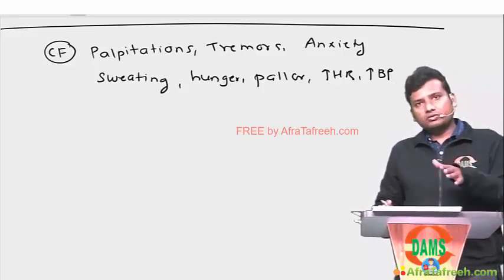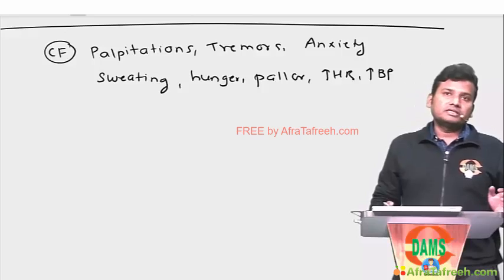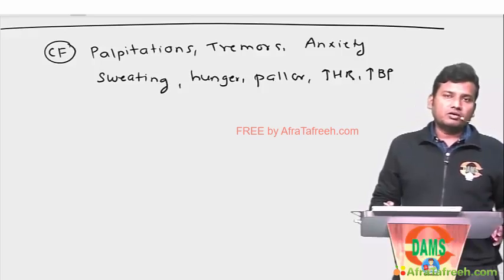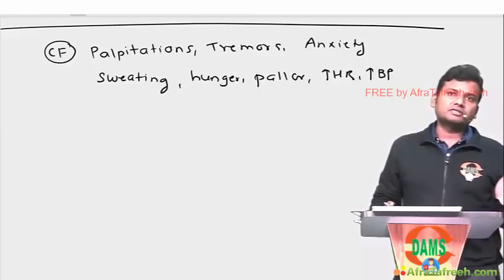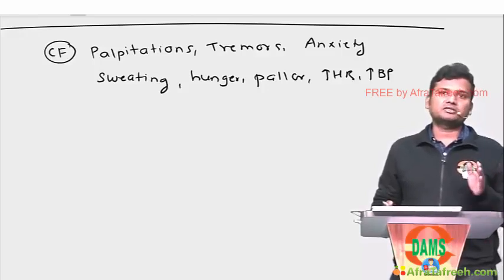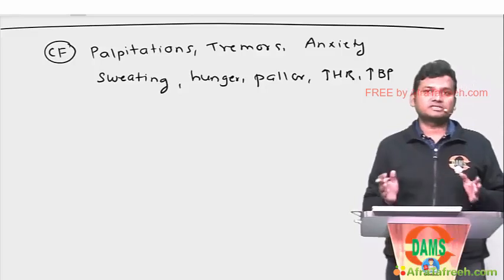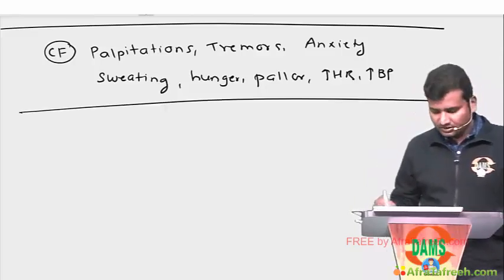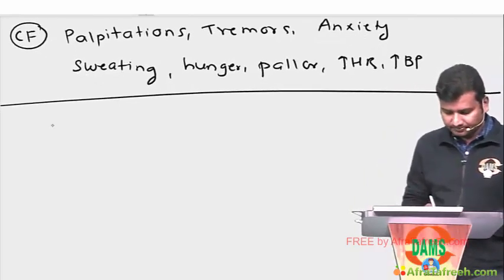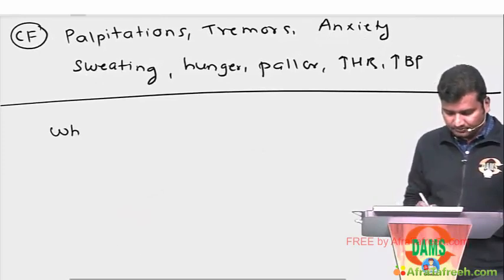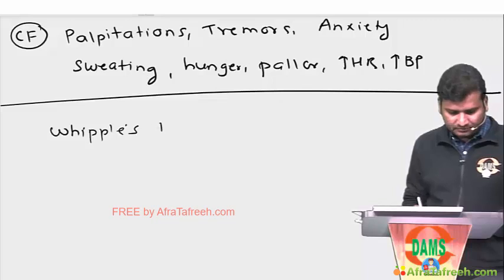After giving glucose, the patient will become normal or asymptomatic. That is reversal of symptoms after correction of glucose. All these 3 points are called Whipple's triad. We will write what is the meaning of Whipple's triad.